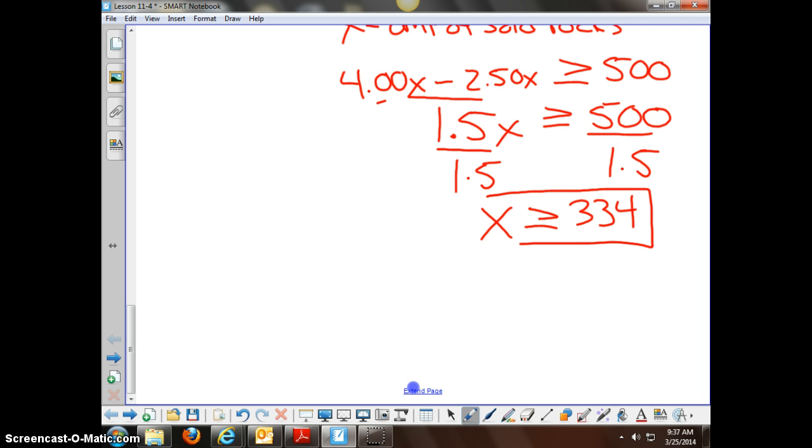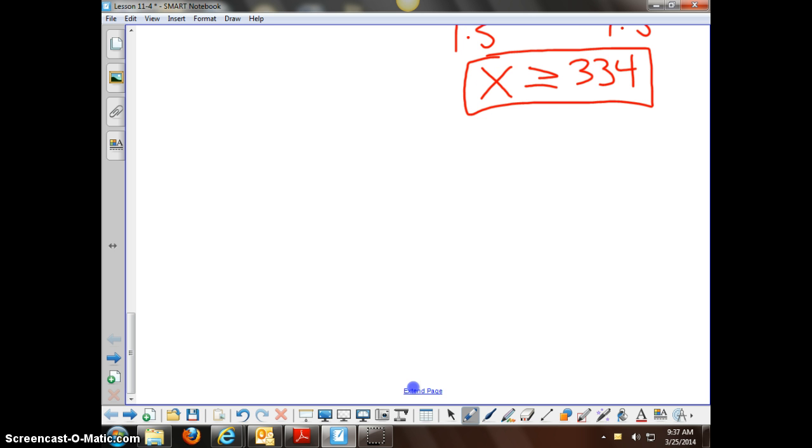So be careful with what the question's asking you. We're not splitting hairs here, we're splitting rocks, but we're not going to split rocks. So x is greater than or equal to 334, and we're not done because with inequalities we must always do what? Make a graph. And if you put 334 in the middle, what are you going to put on the left and on the right? On the left, put 333.